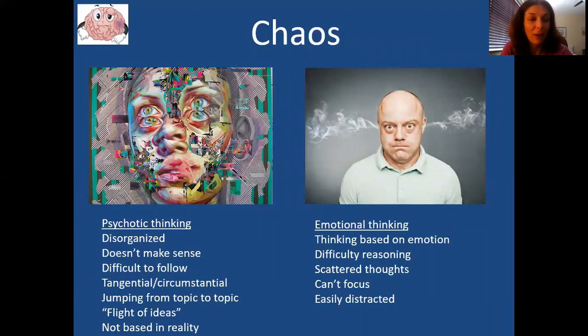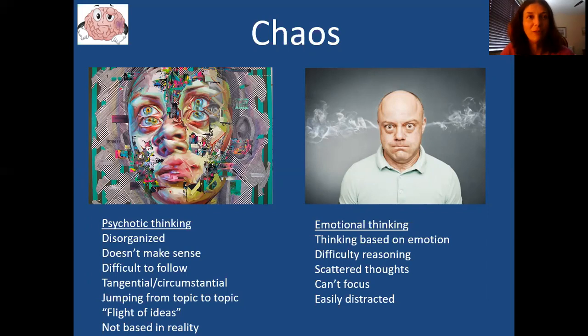Another thing is tangential, which means I'm talking about a subject and then I easily veer off onto another subject. Or what they call circumstantial, which means I drift off into something else and it takes me a long time to circle back around to my original point. I lose the thread of what I was talking about, and I'm hard to follow because I'm all over the place. I might jump from topic to topic because it's hard to stay focused. I might have what they call a flight of ideas.